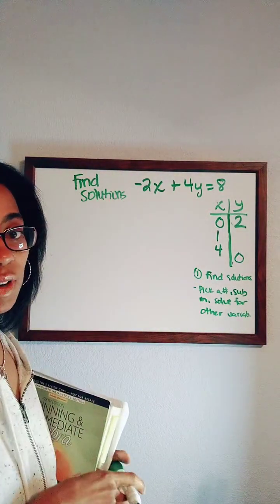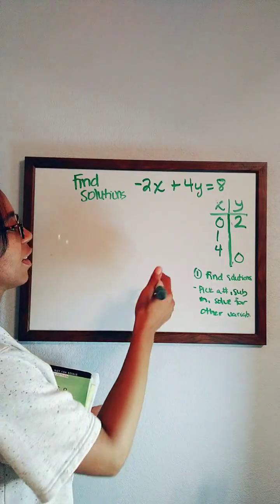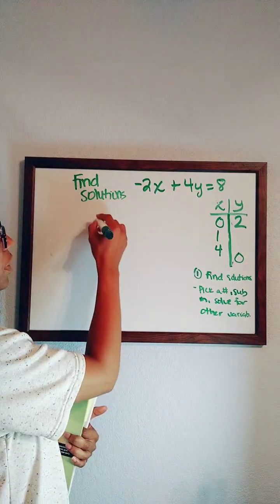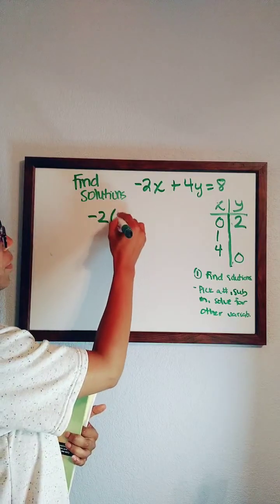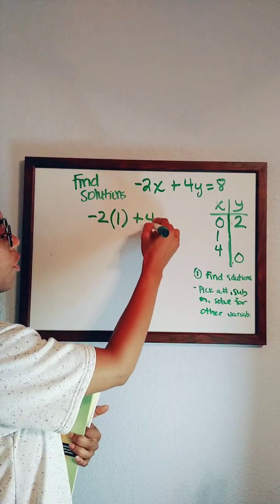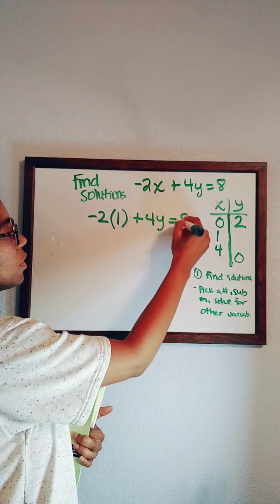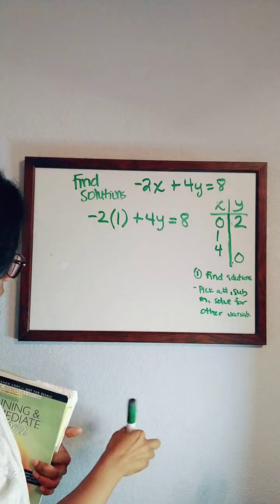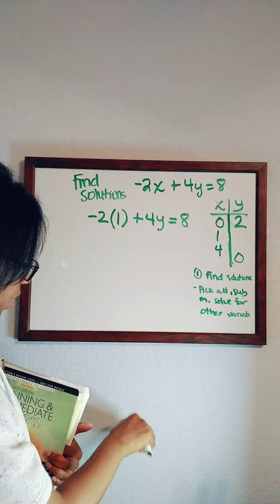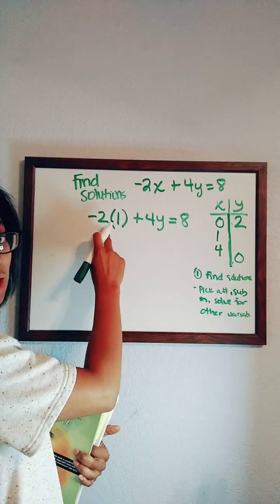It's probably going to shoot out a fraction. So we're going to do a 1 for x. So that'll be negative 2 times 1 plus 4y is equal to 8. Oh, no, it's a 2. Oop, nah, we good. It's going to be nice to us. So negative 2 times 1.